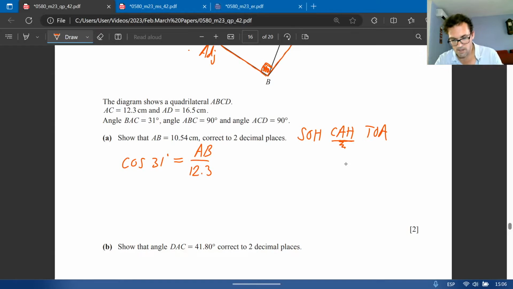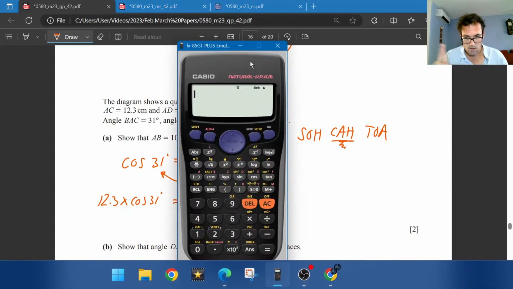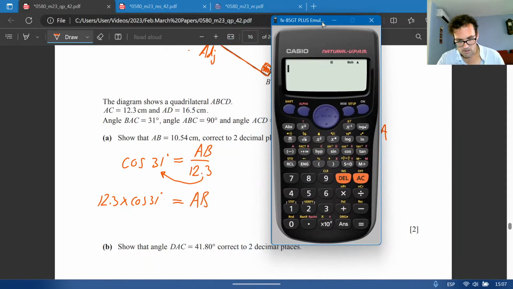So we want to know what AB is. We need to get rid of that 12.3. We simply multiply it on the other side. So it will be 12.3 times cos 31 degrees gives us AB. Now we just hold fingers that we get 10.54. Okay, let's do that. 12.3 times cos 31.